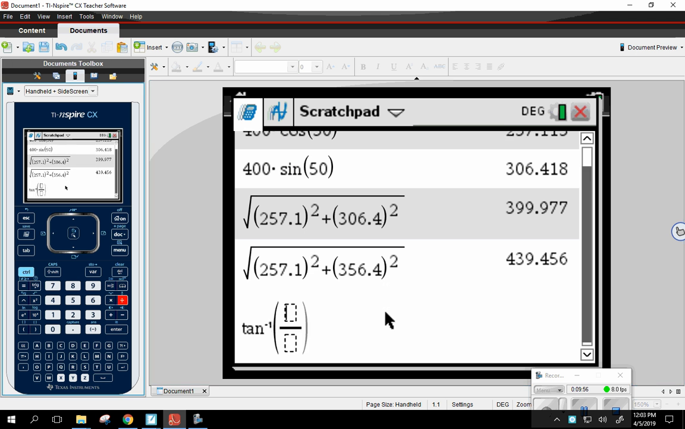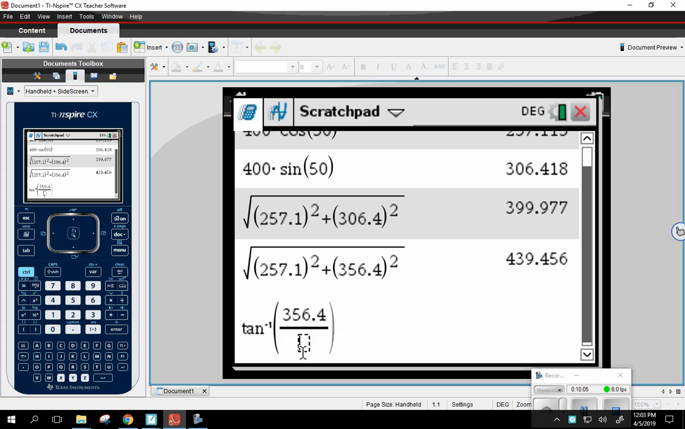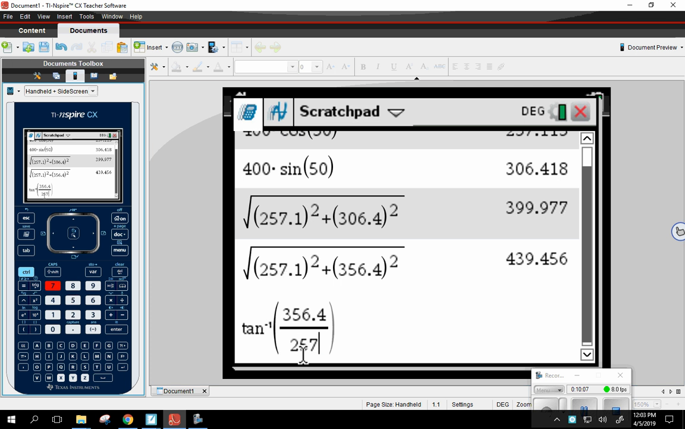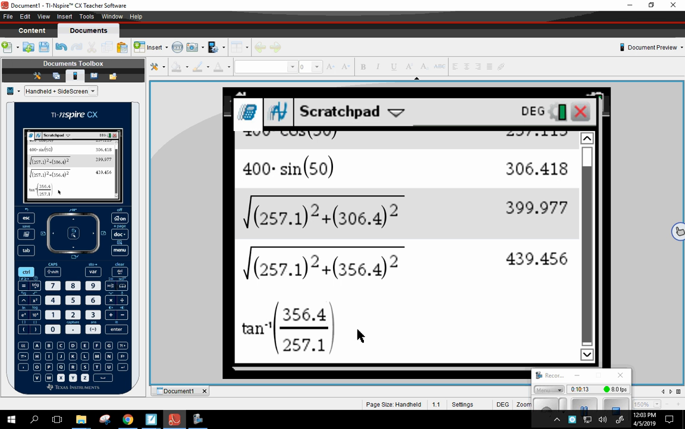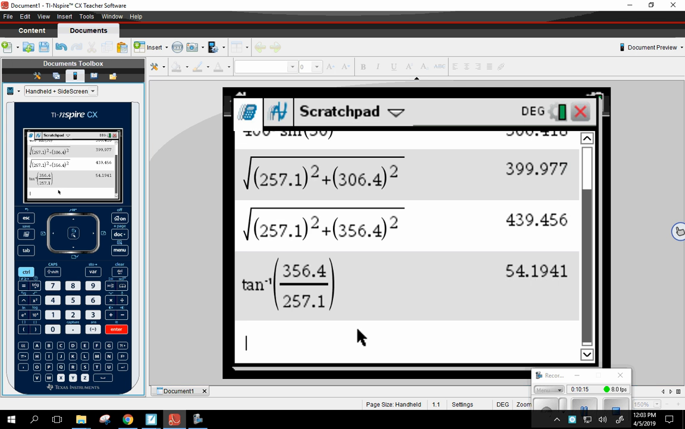So let's see here, tangent inverse of, control divide. Make sure I get the right number. 356.4 over 257.1. Not that 0.1. There we go. So as soon as I push enter, let's say about 54.2 degrees. But now, here's where you got to be careful. Remember, how was the original measure given to me in the problem?